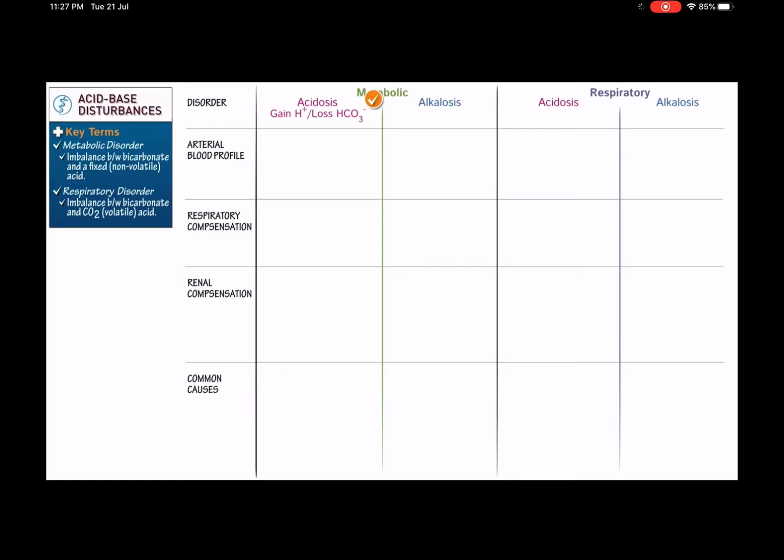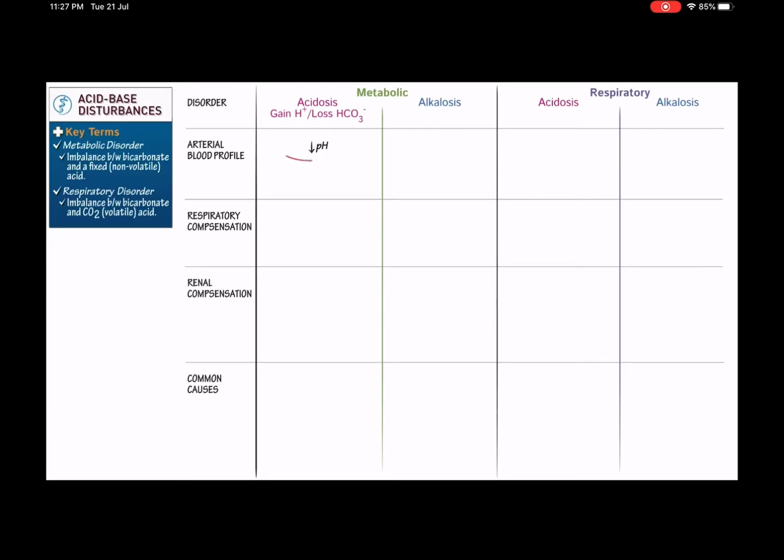Next, prepare a table to organize the four simple acid-base disorders: metabolic acidosis and alkalosis, and respiratory acidosis and alkalosis. Indicate that we'll distinguish these disorders by their arterial blood profiles, compensatory respiratory and renal mechanisms, and common causes. Let's begin with metabolic acidosis. Write that it's caused by either a gain in hydrogen ions and/or a loss of bicarbonate, which lowers pH.